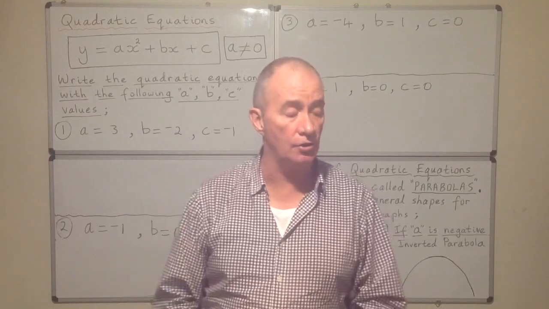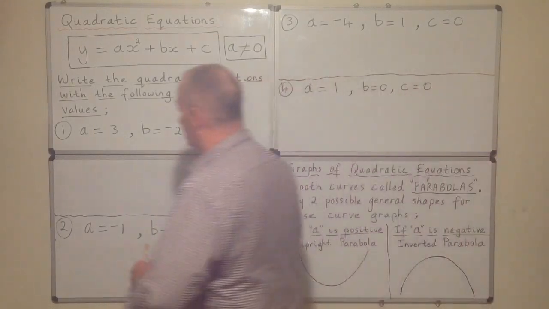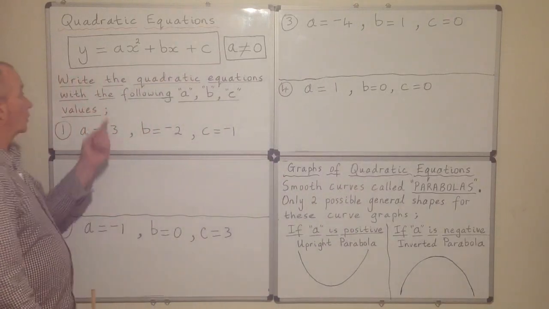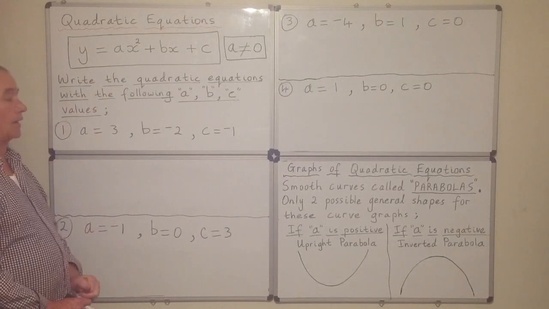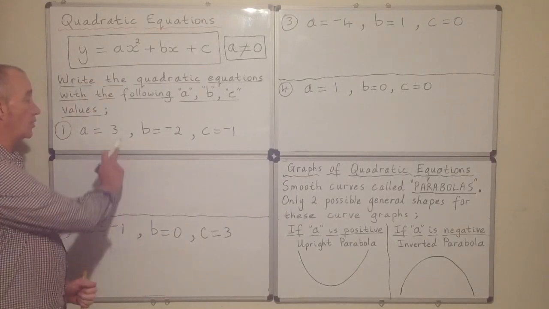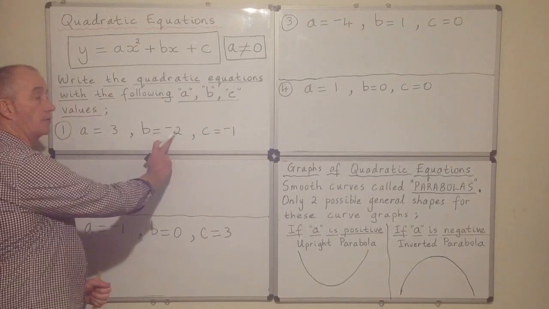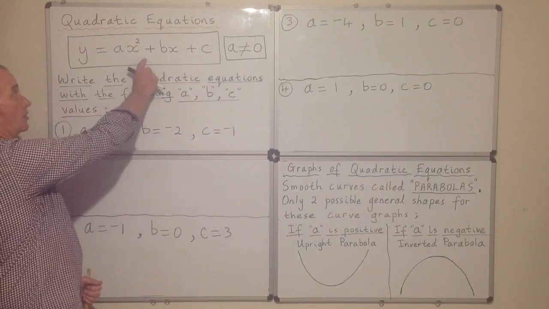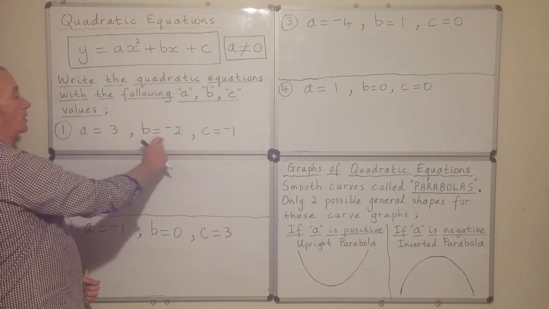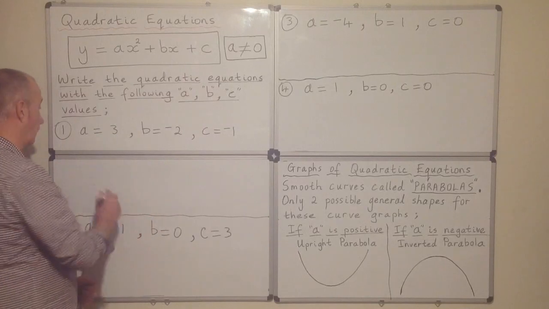Let's go ahead and do some questions on the board. Question. Write the quadratic equations which have the following a, b, c values. First one, quadratic equation with an a value of 3, b value of -2, a c value of -1. We go back to this, we replace a with 3, b with -2, and c with -1. This is what we get.